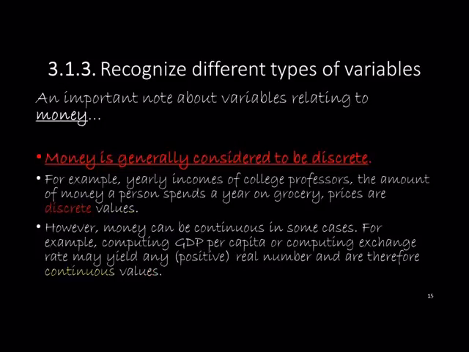We can also say something about variables relating to money. Money is generally considered to be discrete. For example, yearly incomes of college professors, the amount of money a person spends a year on groceries, prices are discrete values. We usually have it rounded to an integer, like tengi, for example, or to 2 decimal places, like Great British Pounds, or American dollars, or Canadian dollars, for example, and the euro, of course.